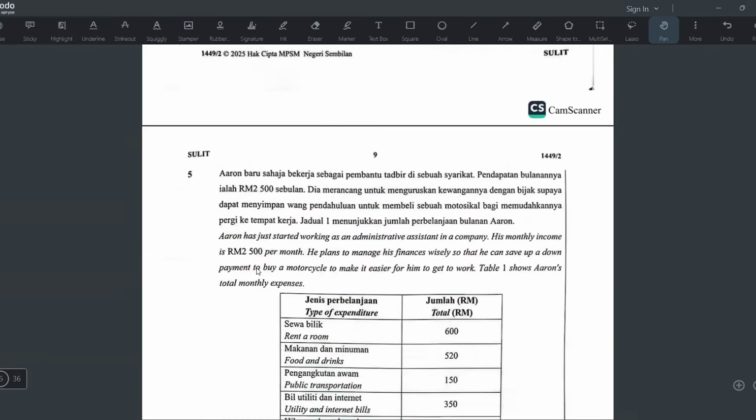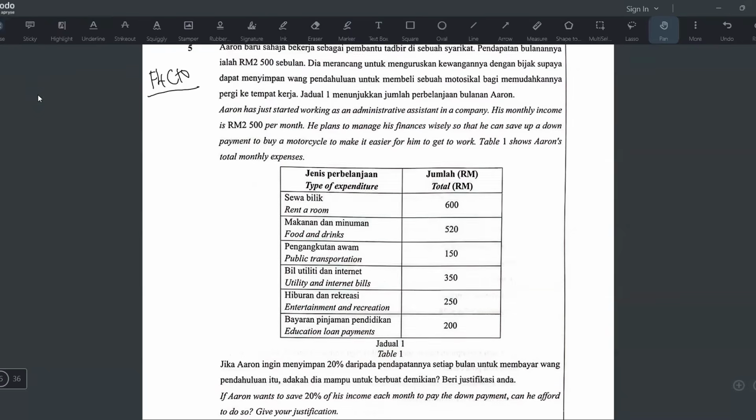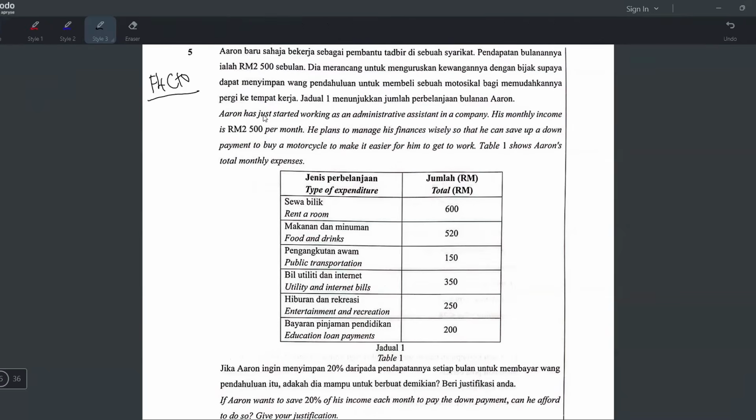Hope you understand. Okay, number 5. This looks like which chapter? Expenditure. Okay, looks like the Form 4 chapter 10, the financial management chapter, pengurusan kewangan. But I'm not sure, so let's just read the question and check.